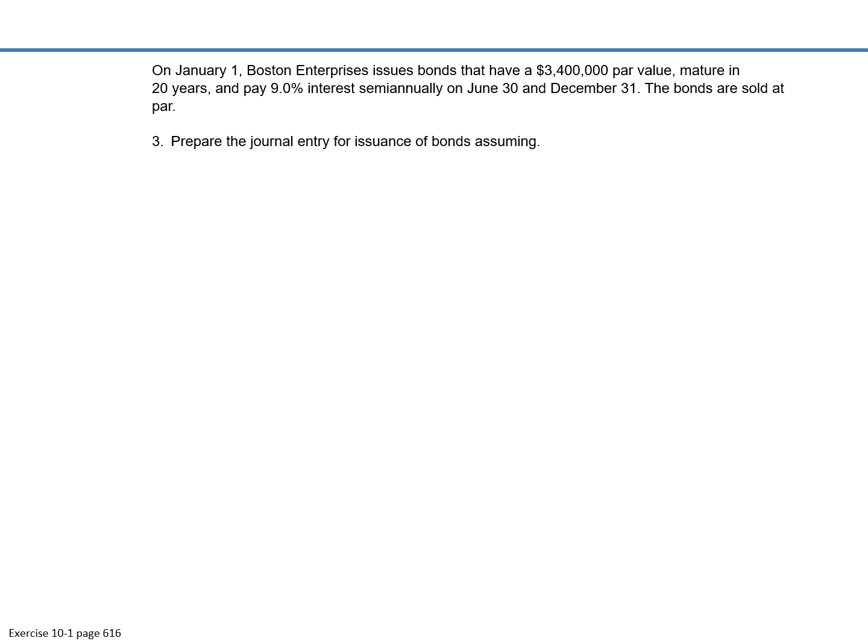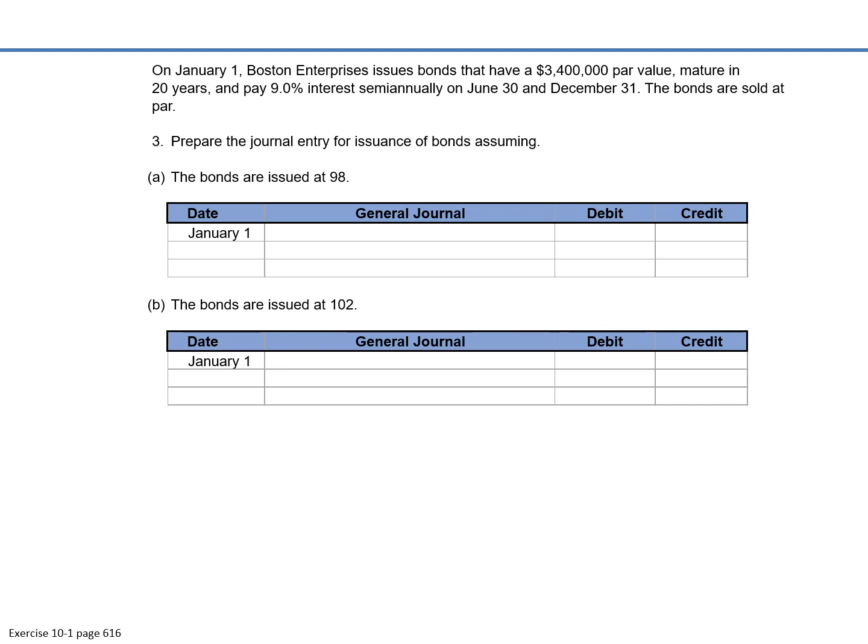So the third problem here is to prepare the journal entry for the issuance of the bonds assuming that they're issued at a discount or at a premium under A and B. So if the bonds are issued at 98, what that means is we're going to receive 98% of the par value in cash. So 3.4 million times 98%, we're going to receive 3,332,000 in cash. We're going to have a discount on bonds payable equal to that 2%, or $68,000, which is the difference between the 3.4 million and the 3,332,000 in cash that we're going to receive. We're going to credit bonds payable for the par value.